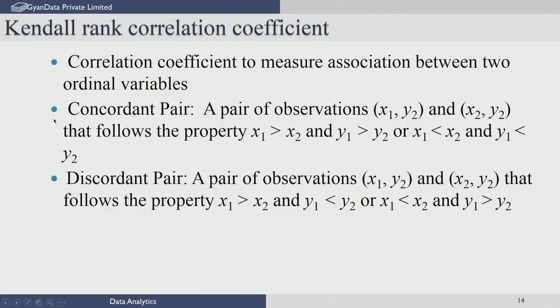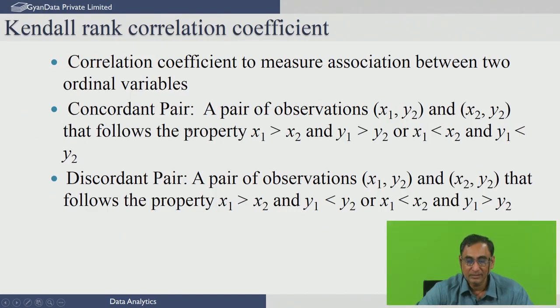So, a third type of correlation coefficient that is used for ordinal variables is called the Kendall's rank correlation, and this correlation coefficient also measures the association between ordinal variables. In this case, what we define is a concordant and a discordant pair.